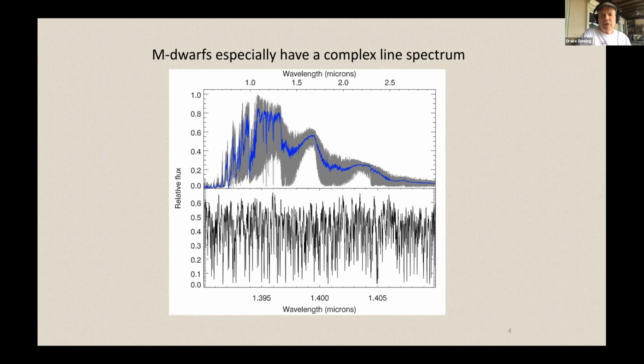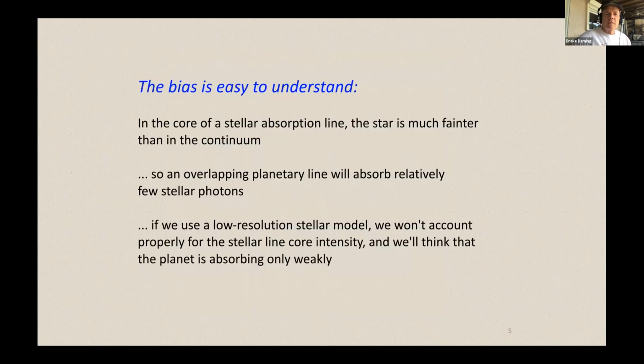The lower panel expands just a portion of that near the water absorption band, which has been observed extensively by Hubble near 1.4 microns. You can see the spectrum of this M-dwarf star is predicted to be a forest of absorption lines that are sharp and present at high resolving powers. So this bias effect is easy to understand.